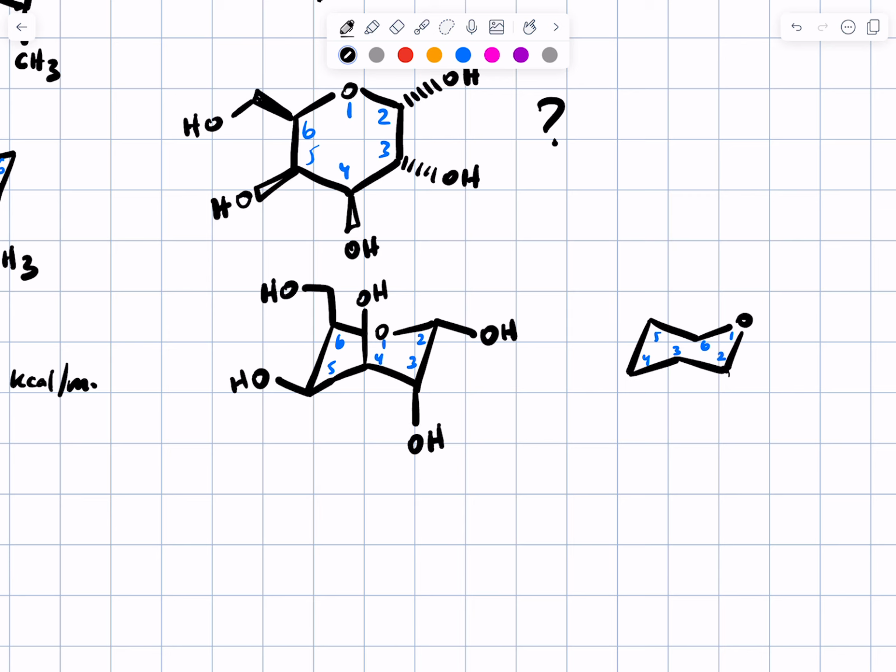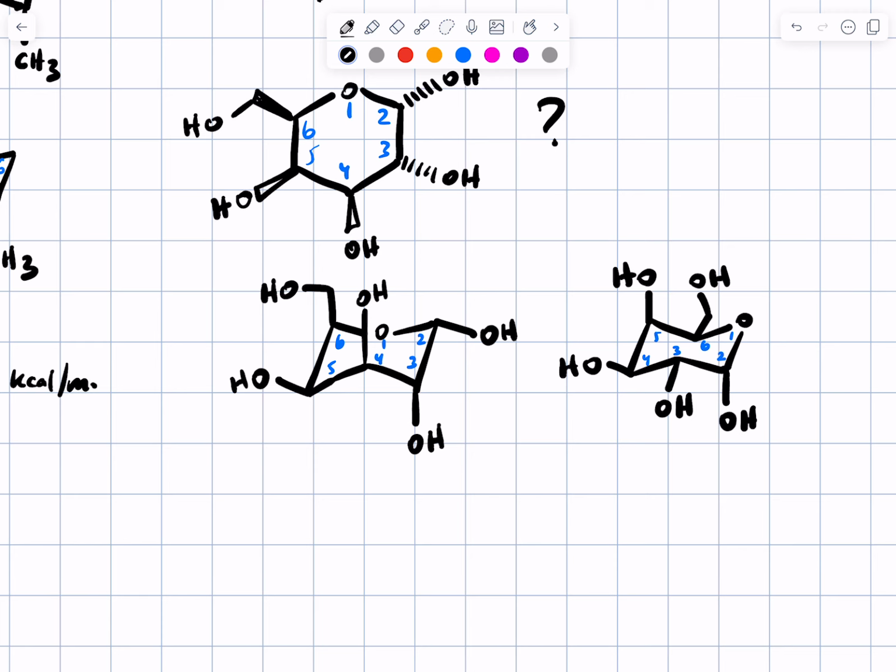So on carbon 2, it should be here. We're going through this kind of quickly. So carbon 3, it should be here. Carbon 4, the up substituent should be equatorial. Carbon 5 should be axial. Carbon 6, the substituent should be equatorial. Okay, those are the two chairs.